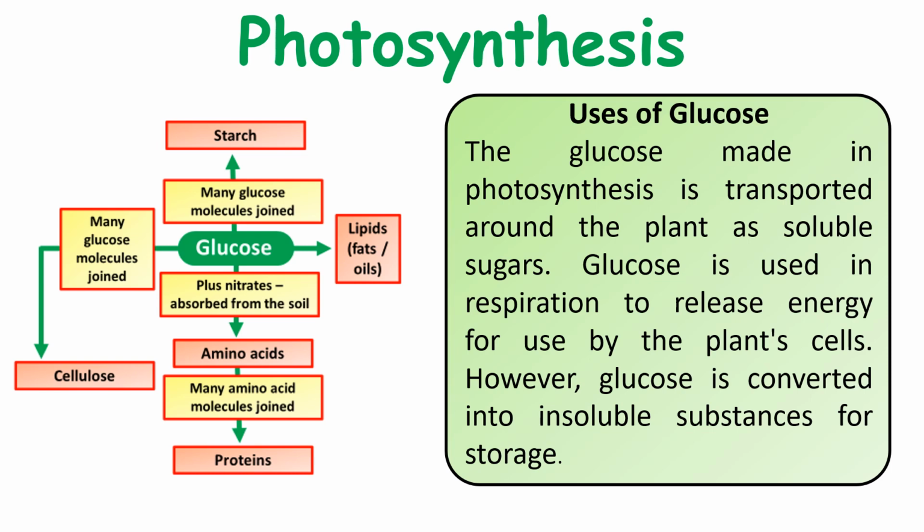So, the plant can store glucose by joining many glucose molecules together to form starch. It can convert it into fats and oils. Using nitrates absorbed from the soil, it can convert the glucose into amino acids. Amino acids can then be joined together to form proteins. And finally, glucose molecules can be joined together in a particular way to produce cellulose. Remember that cellulose is what makes up cell walls and helps provide the plant with structure.